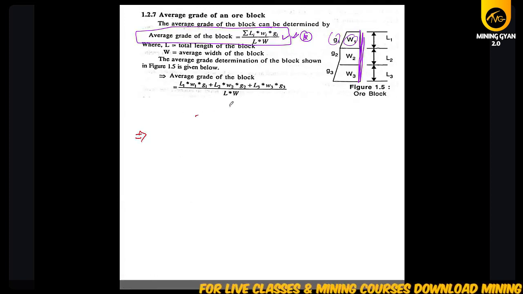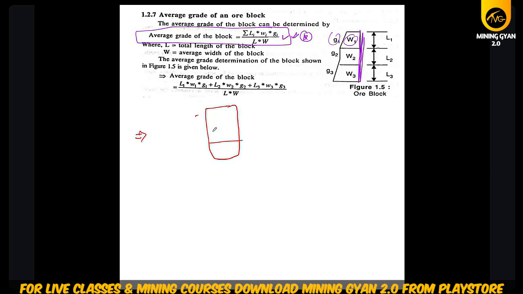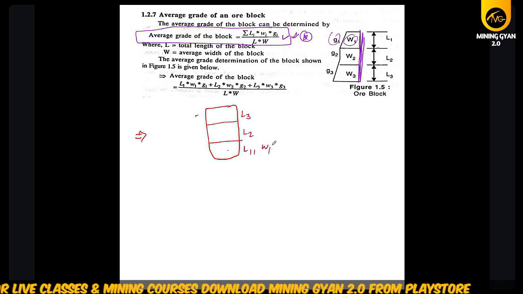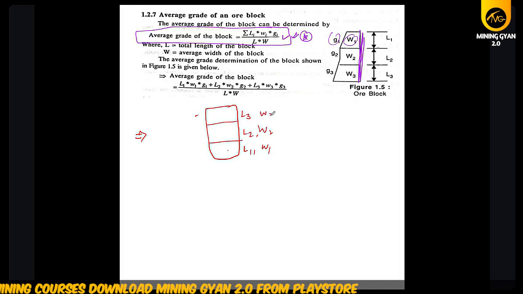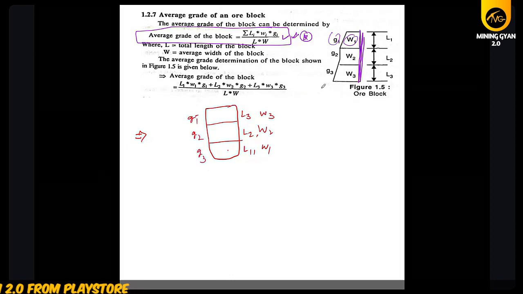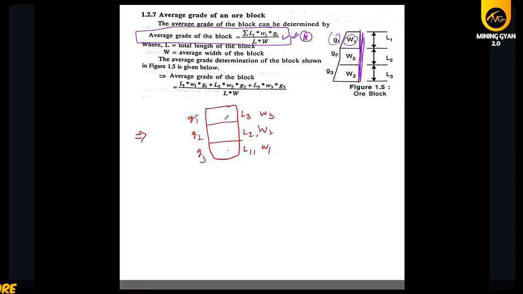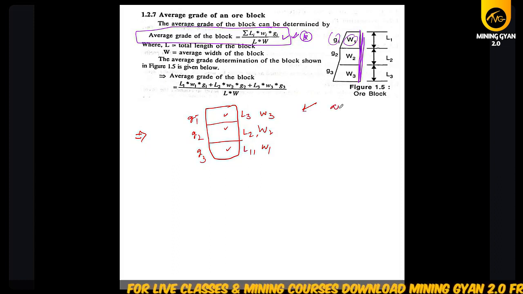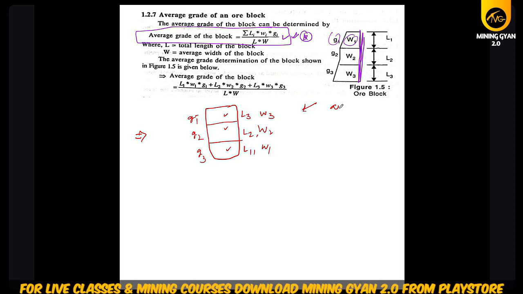Suppose you have taken these samples: L1, L2, L3, three samples, their weights W1, W2, W3, and their grades G1, G2, G3. He may ask in two types of questions. Either he will ask you the average grade and give you the three samples and their properties, or he will give you the average grade and ask one of these.